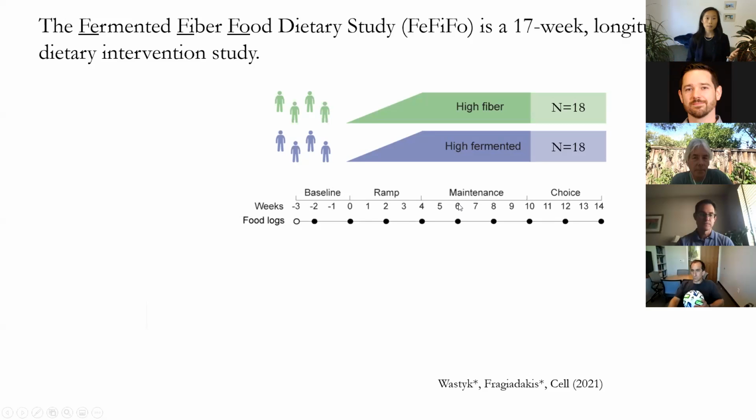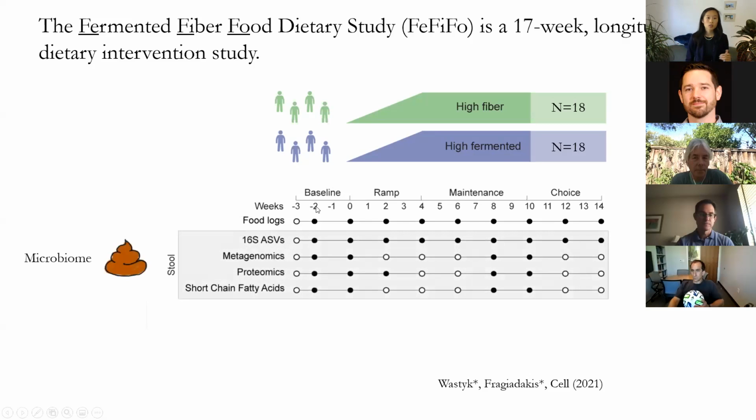Of course, I should mention that the high fiber and high fermented food diets were chosen from the Gardner and Sonnenburg labs, seeing that they modulated the microbiome in previous work. So we looked at food logs. We also looked at the microbiome. Of course, we're able to do this in multi-omics ways.